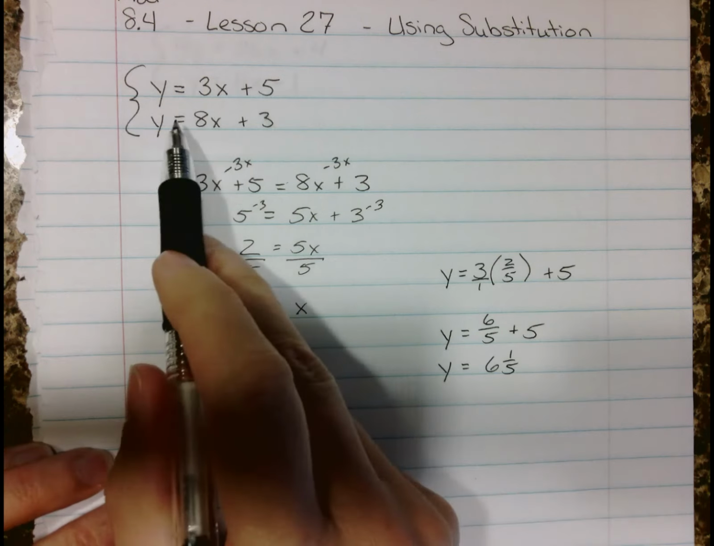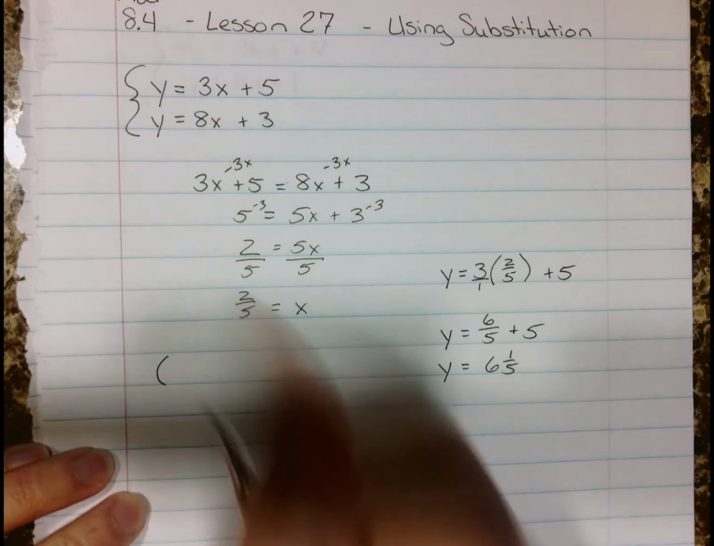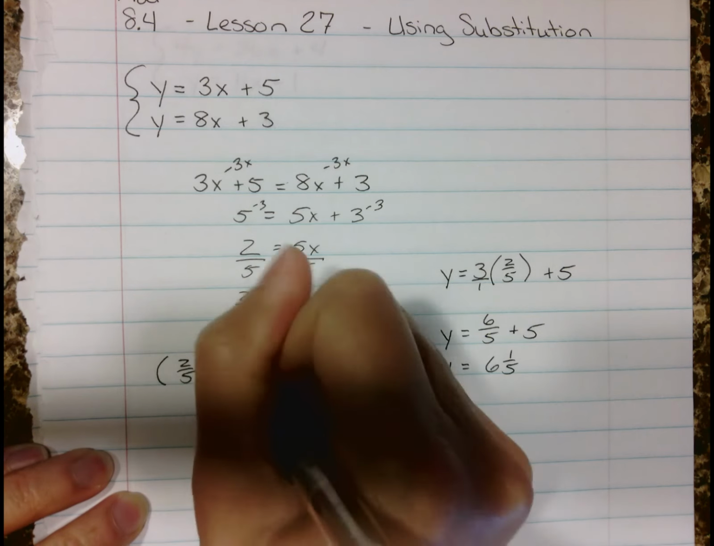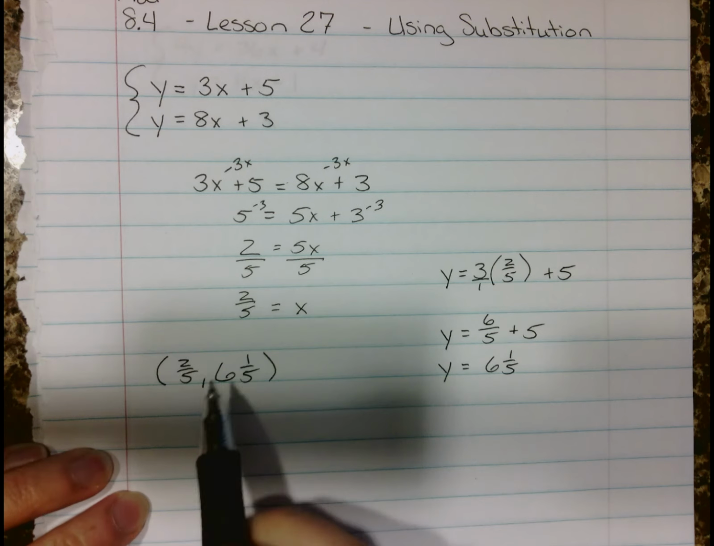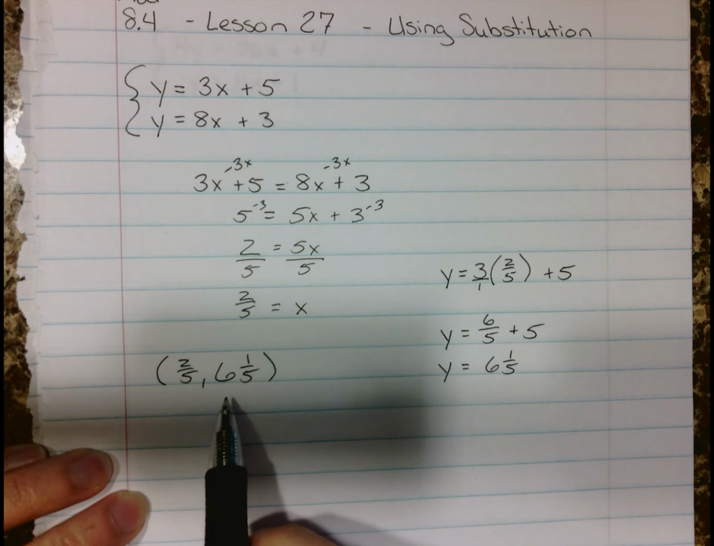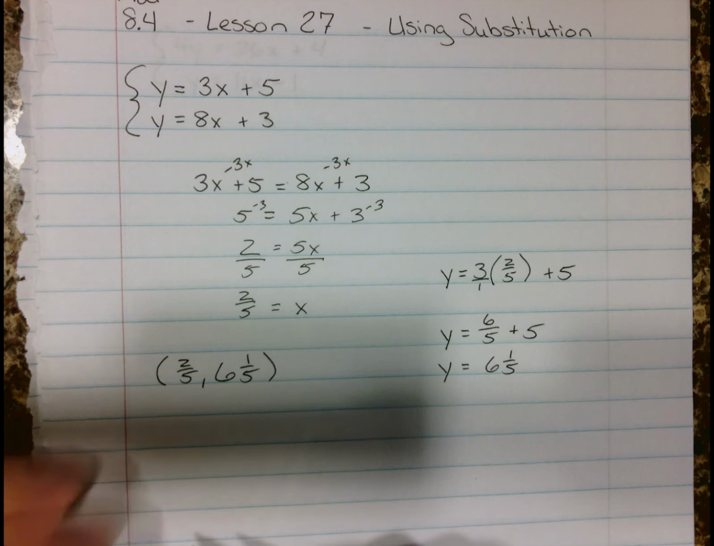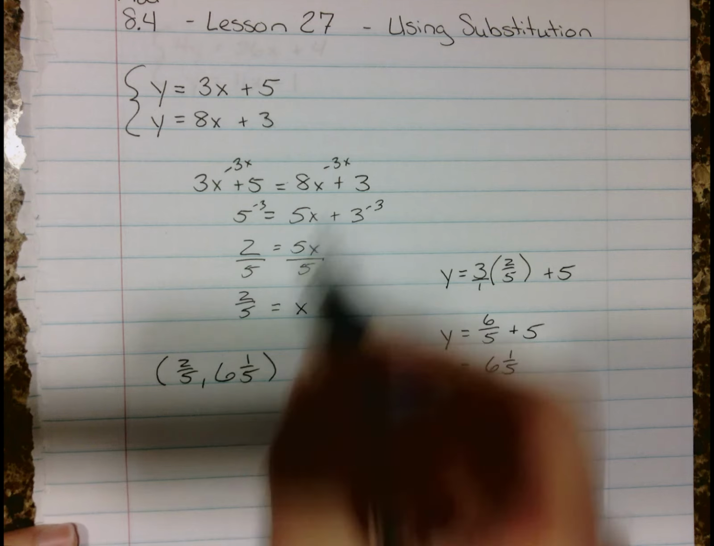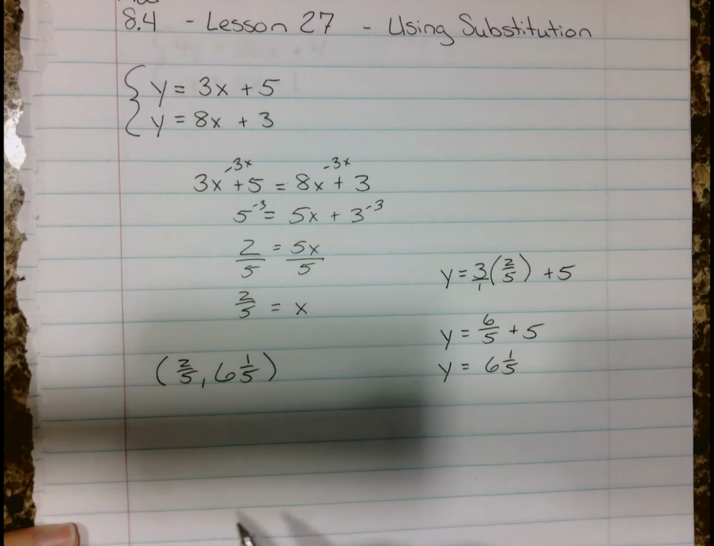So my solution to my equation would be the point of x being 2/5, y being 6 1/5. Now I tell the kids that it does not matter whether this is in whole mixed number form or improper fraction. It is whatever is easy for them to use, because we can always convert it if need be, if we needed to graph or manipulate it back up into the equations.